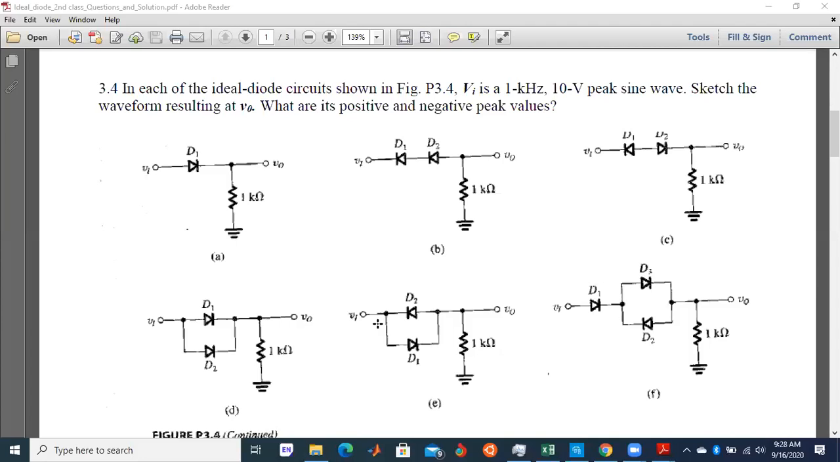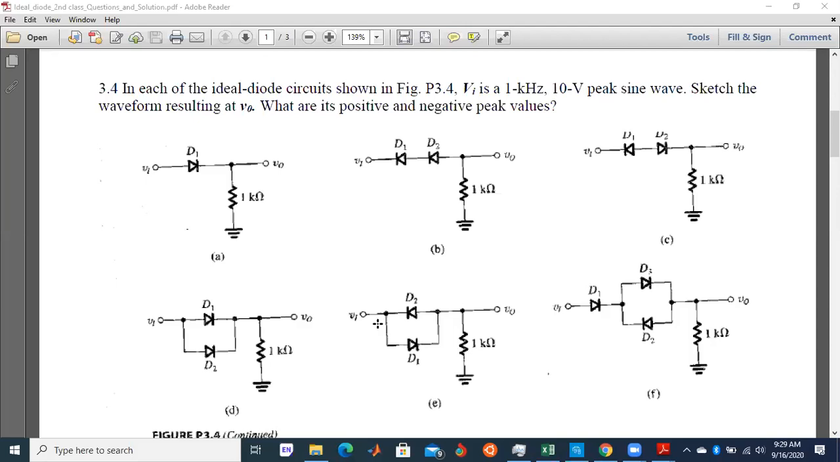Now, the next aspect we will discuss today is how to draw a waveform for a given circuit. Don't forget, we are still considering the ideal diode. As I said earlier, we have two models: the ideal diode model and the constant voltage drop model. So we are still considering the ideal diode.